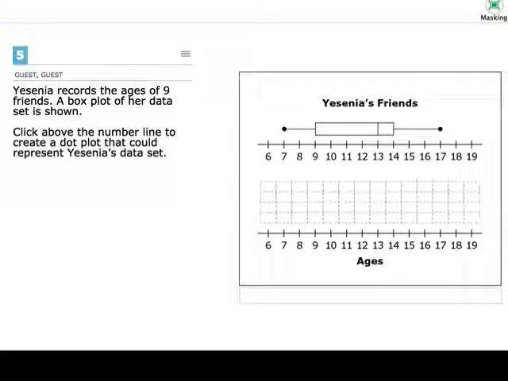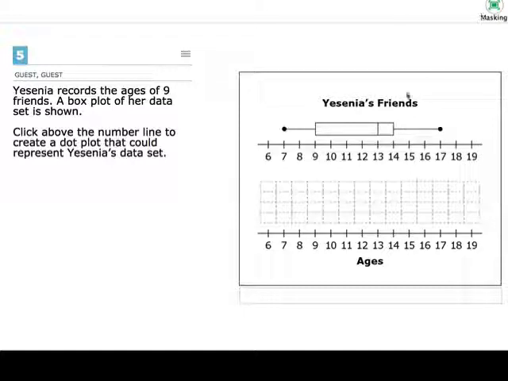Yesenia records the ages of 9 friends. A box plot of her data is shown. So we have a box plot right here. Click above the number line to create a dot plot that could represent Yesenia's data set.